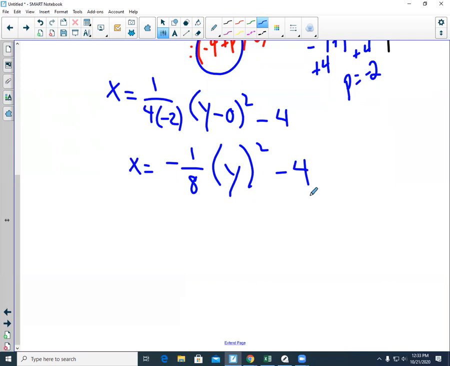Okay? So hopefully that's pretty straightforward. Hopefully that's something that you can see. Okay? Any questions on this one that we need to clear up?